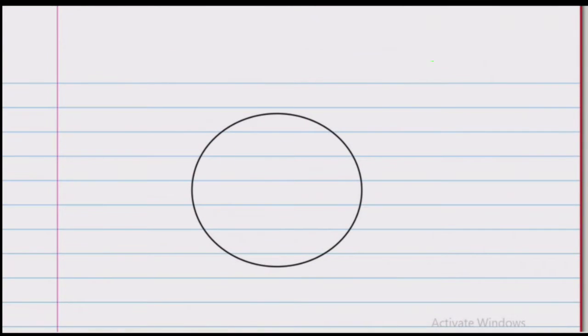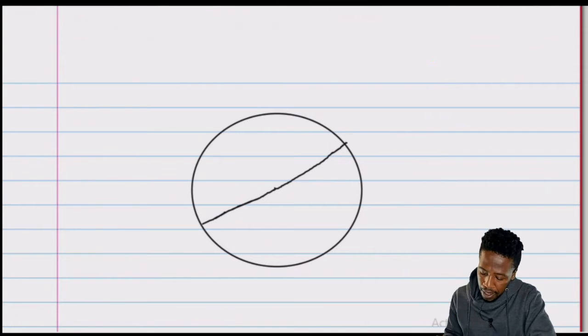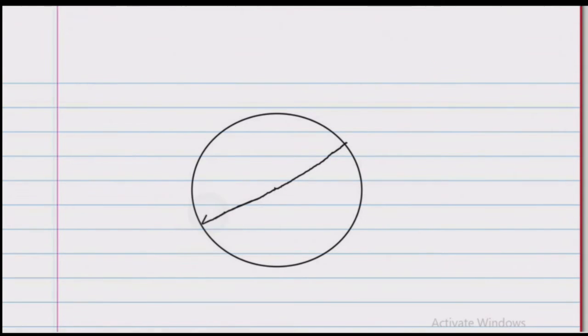Alright, let's look at another theorem. I'm gonna draw my circle, and then let's say this is again my center, and then I would have a line that passes through the center to the other end of the circumference. What did we say this line is? This line is a diameter. Let's say I have two chords that go on like this.